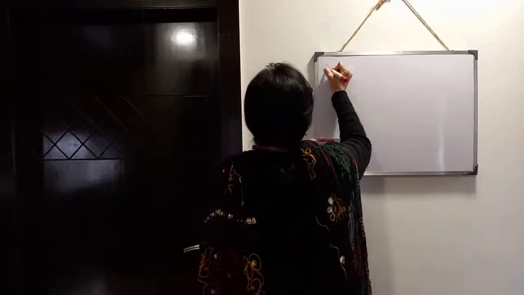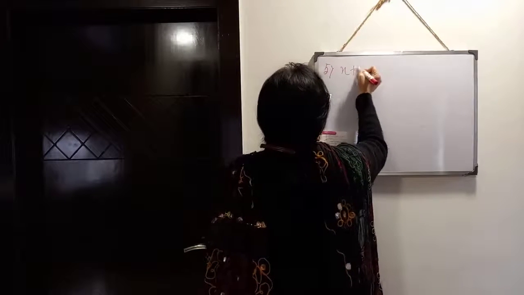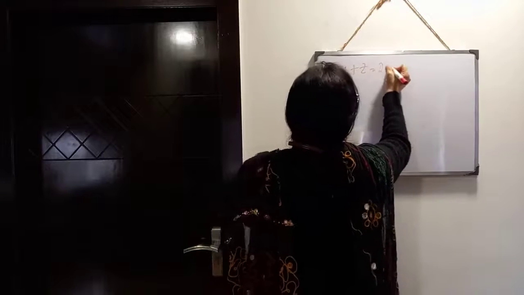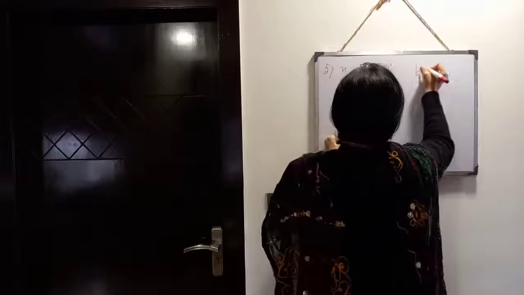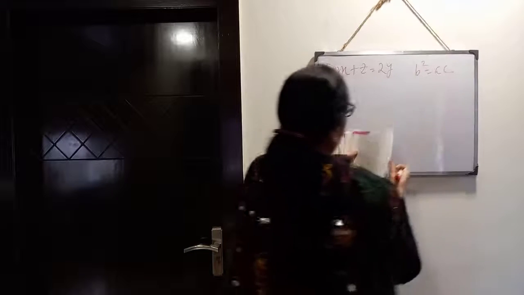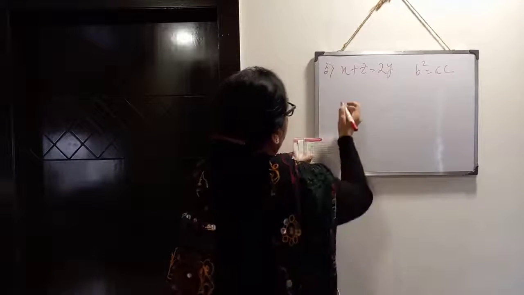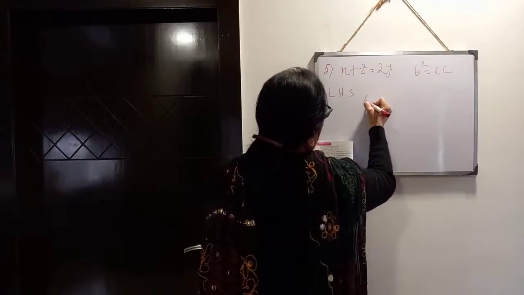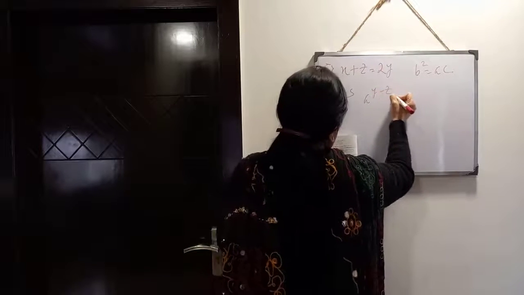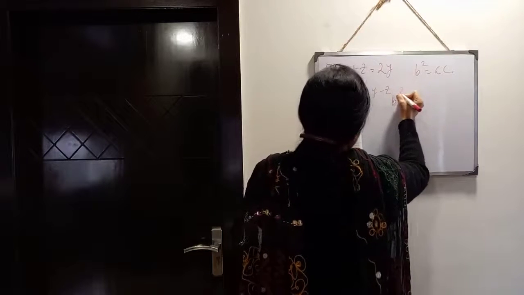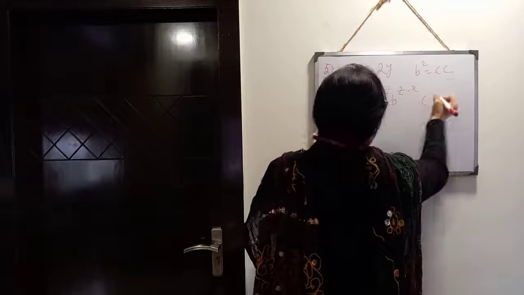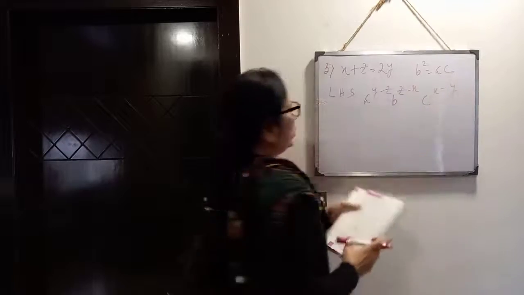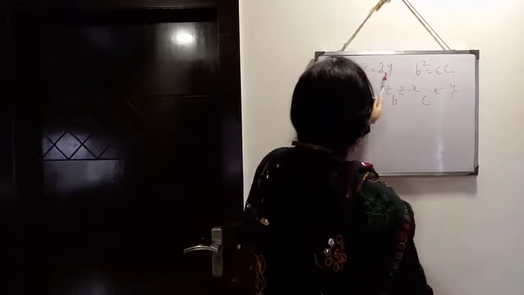If x plus z equals 2y and b square equals ac, it is given. Then prove that. So from the left hand side we'll start. a to the power y minus z, b to the power z minus x, c to the power x minus y. Okay. Now here you have seen that x plus z equals 2y.